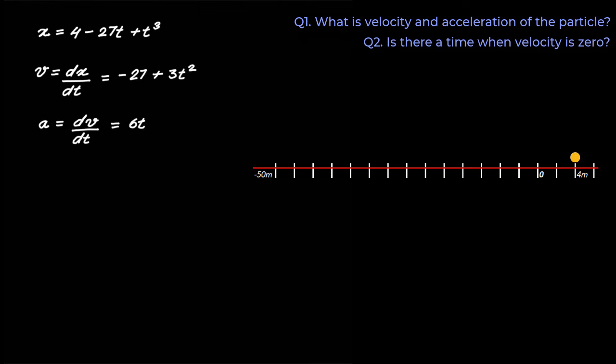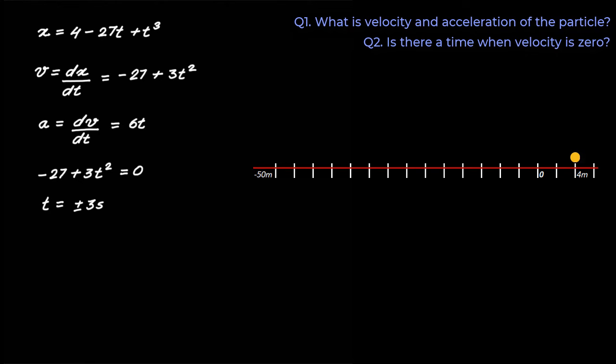The next question is, is there a time when velocity is equal to 0? So we put v equal to 0 here, that is minus 27 plus 3t square is equal to 0, and we find that t is equal to plus or minus 3 seconds. That is, the velocity is 0 at t equal to plus minus 3 seconds.